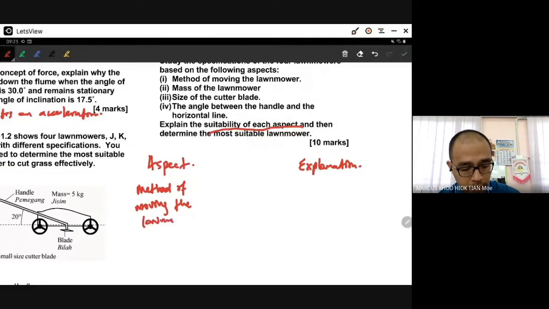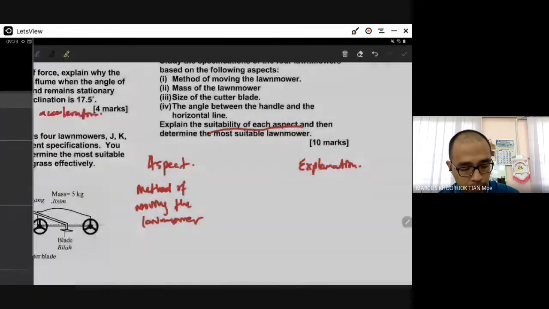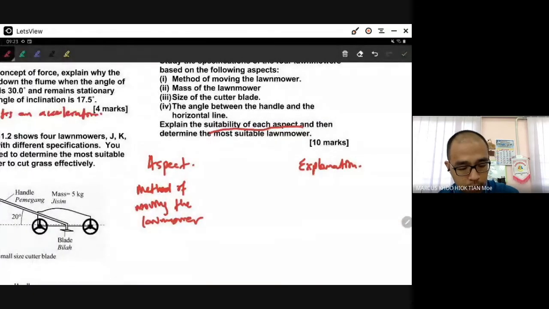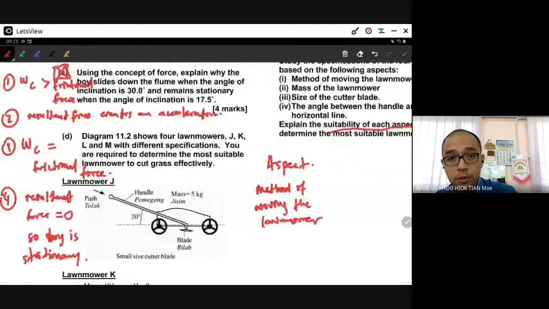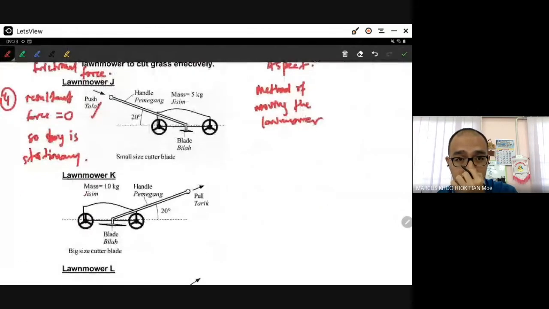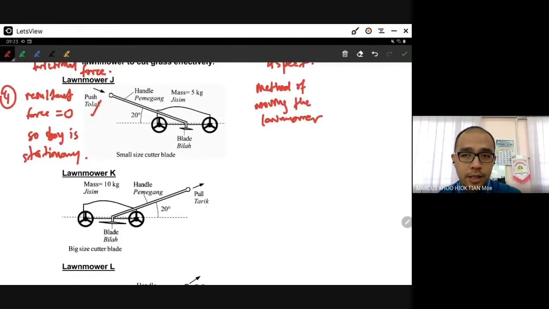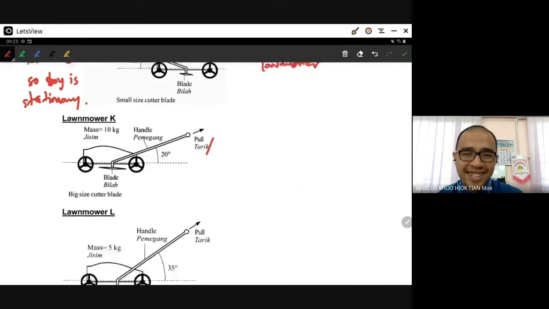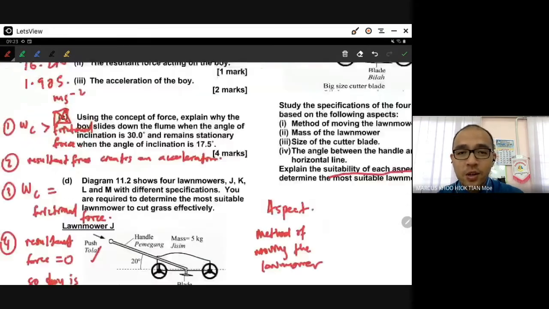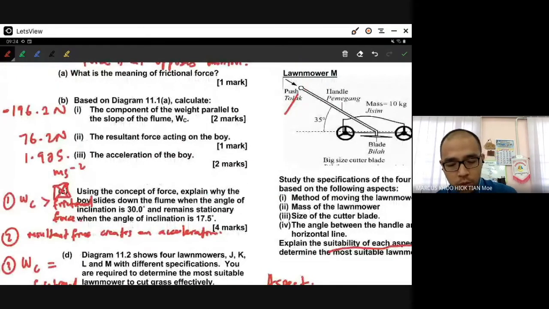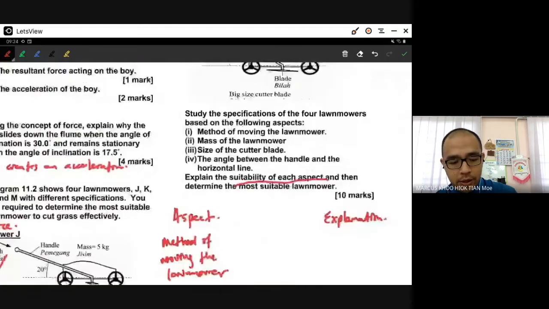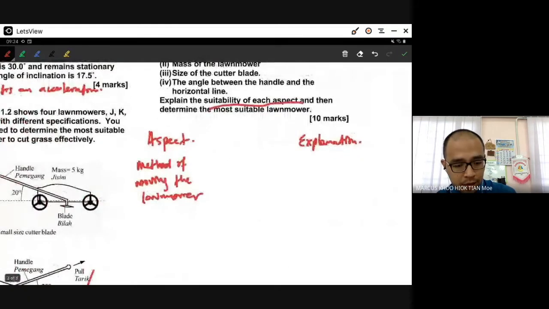Okay, so the method of moving is either push or pull. Push, pull, pull, or push. So which is the best aspect? We talked about this earlier. The method of moving the lawnmower is to push it.